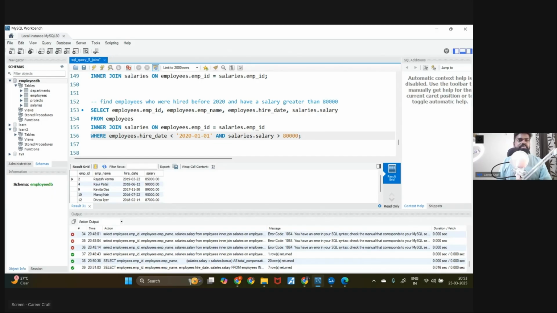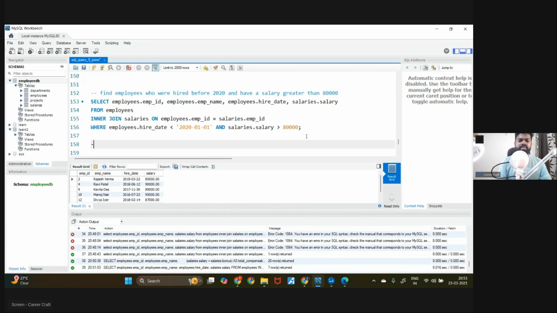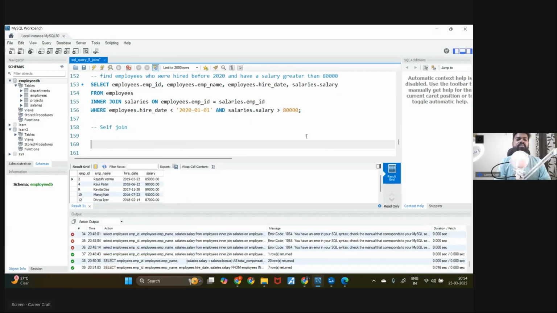Let's see more questions, because one join is still left, the self join. Then we have set operations as well. So we'll start with self join. This is a very important concept. Let's start with self join. This is again a very interesting question. We have seen full outer join, cross join, left join, right join, inner join, but the only thing left is self join.